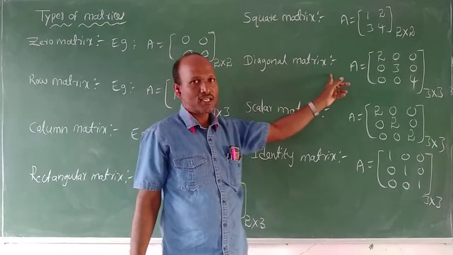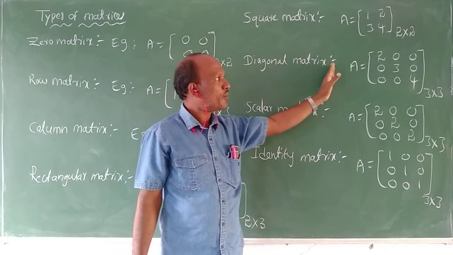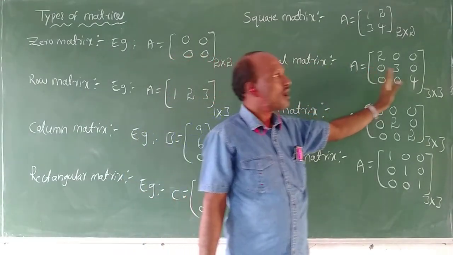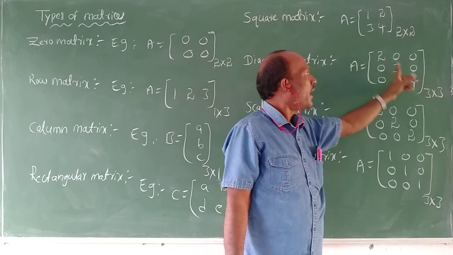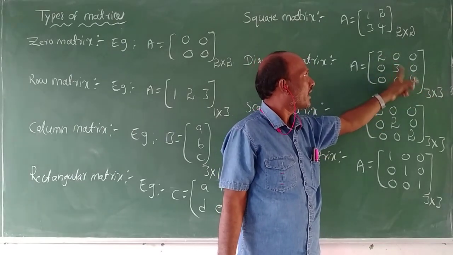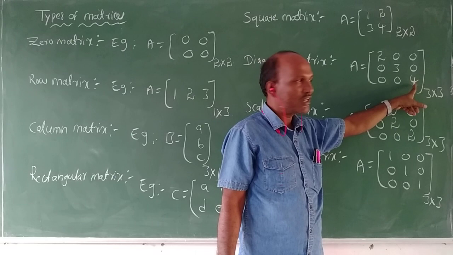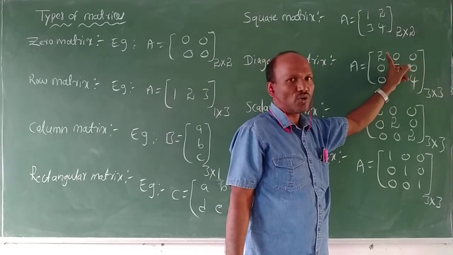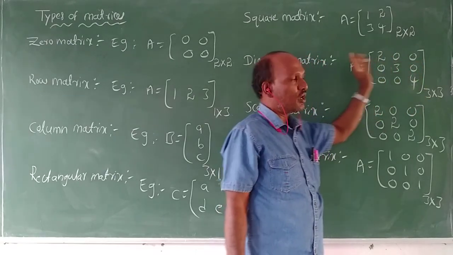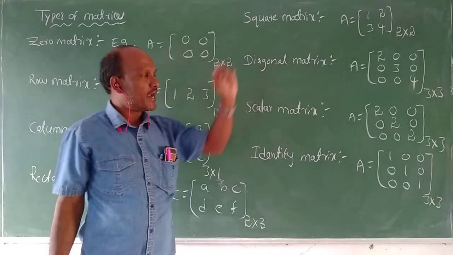Next, diagonal matrix. It is a square matrix in which all elements are zeros except the diagonal elements. 2, 3, 4 are the diagonal elements. Remaining all elements are 0. This is called a diagonal matrix.